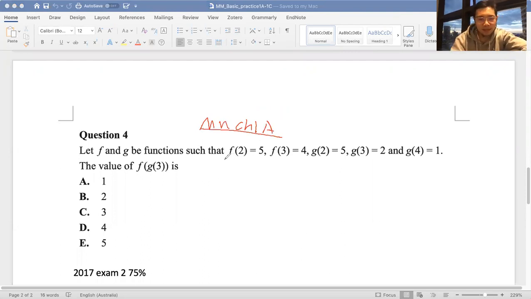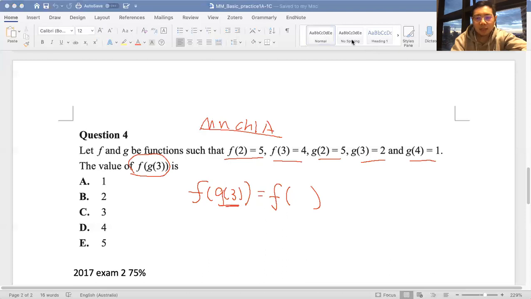So the F2 is 5, F3 is 4, G2 is 5, G3 is 2, G4 is 1. They give us so many redundant things. Let's just do one at a time, okay? Let's focus on what we want. F, G3, okay? So F, let's look at G3. G3 is 2.